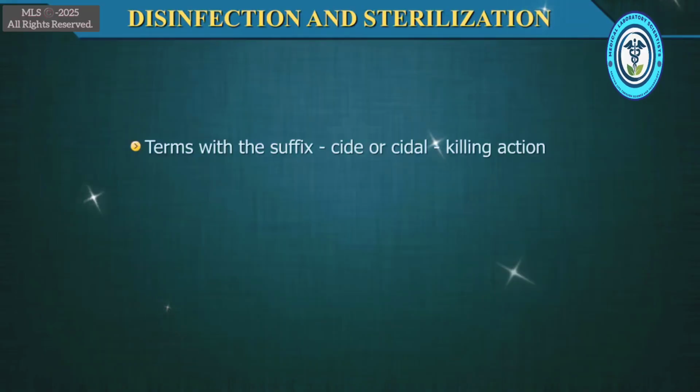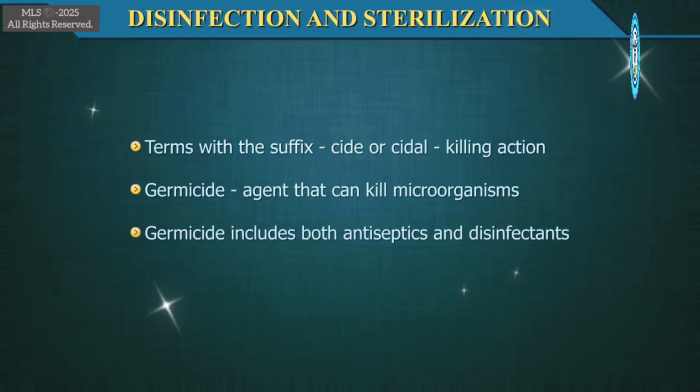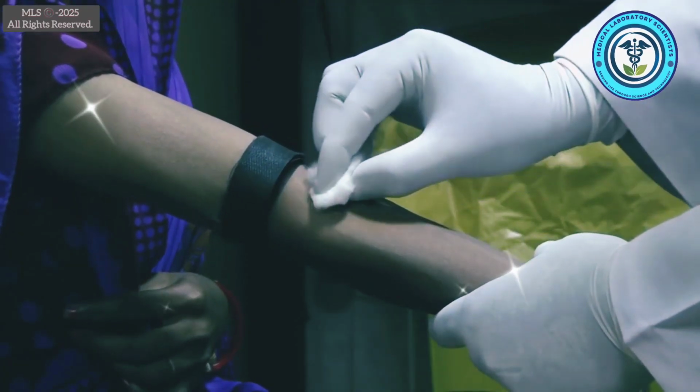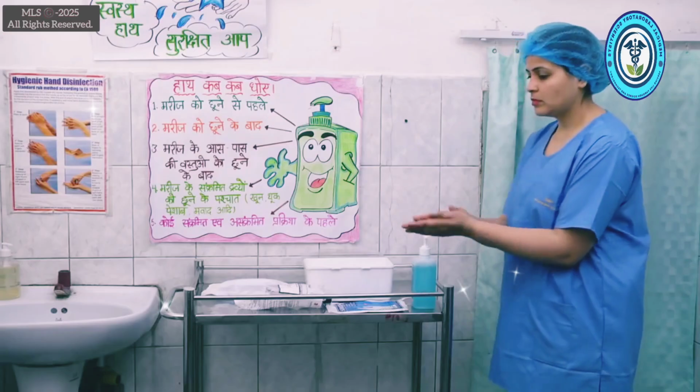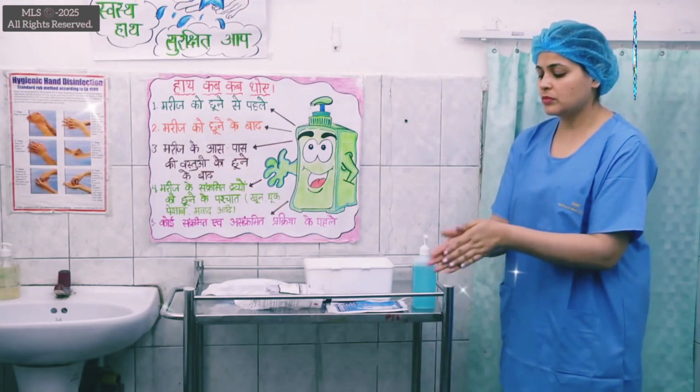Terms with the suffix "cide" or "cidal" for killing action are also commonly used. For example, a germicide is an agent that can kill microorganisms, particularly pathogenic organisms or germs. The term germicide includes both antiseptics and disinfectants. Antiseptics are germicides applied to living tissue and skin. Disinfectants are antimicrobials applied only to inanimate objects.